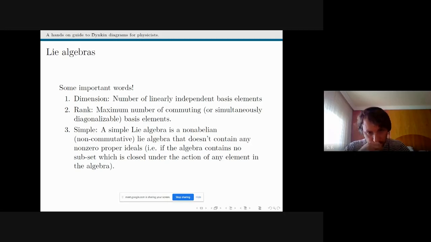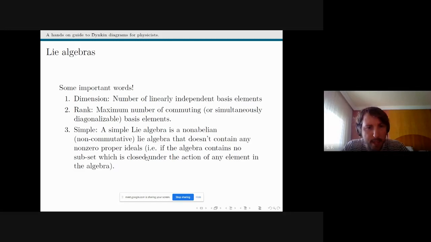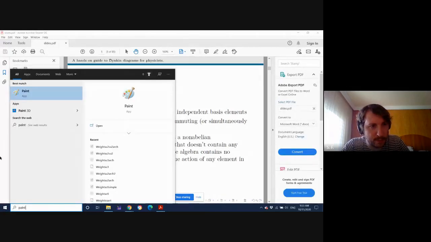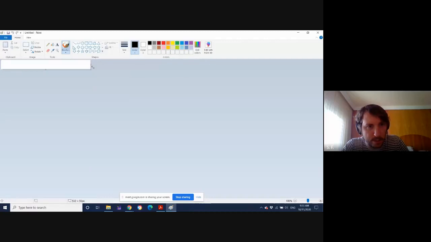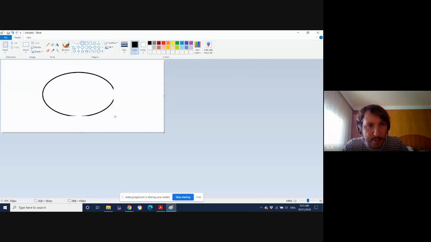In other words, if I have some element A in this proper ideal, and I act with any other element in the algebra, it will map that A into some other element within the proper ideal. It's a little bit hard to show you without a blackboard. Oh, actually, I can draw it up. What can you see if I open up a Paint document? Can you see this? Yeah, it's visible. Okay, so let me know if this is visible.